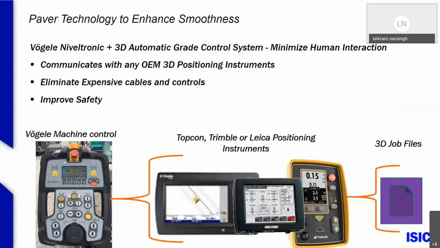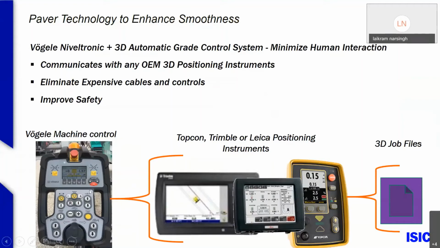But to do paving, you need three things really. You need a 3D job file. You need 3D positioning instruments, which could be the Topcon, Leica, or Trimble, some of the most popular brands. And of course, you need machine control. So with our Niveltronic 3D option, we allow Topcon, Trimble, or Leica to communicate directly with our machine controls, thereby eliminating extra cables and control boxes.